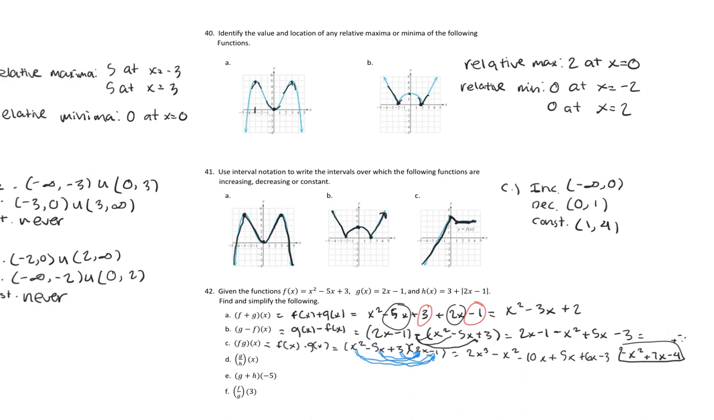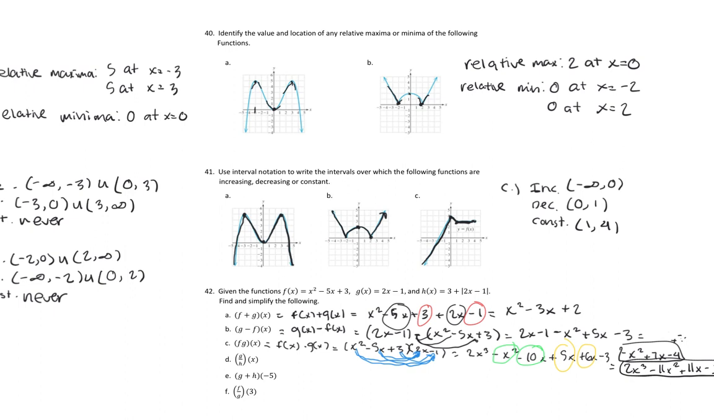So then if we combine all of our like terms, we'll have the negative x squared and the negative 10x squared, and then we will also have 5x and 6x. So if we combine all of those, we'll get 2x cubed minus 11x squared plus 11x minus 3.